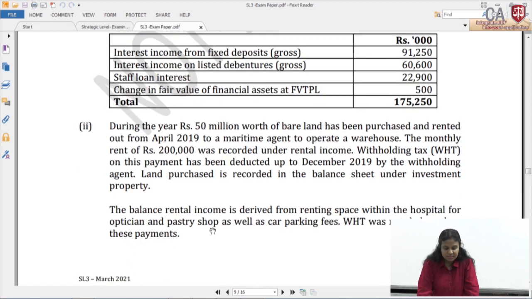The second adjustment: the balance rental income is derived from renting space within the hospital for the optician and pastry shop, as well as car parking fees. WHT has not been deducted on these payments. This is income from the opticians and the pastry shop. In a hospital, there is eye care, an optician, the pastry shop as well as the car park.